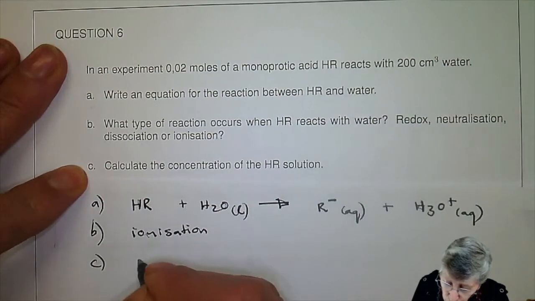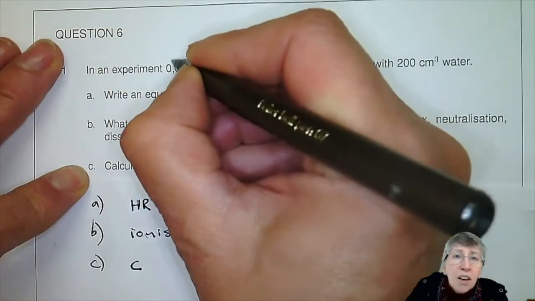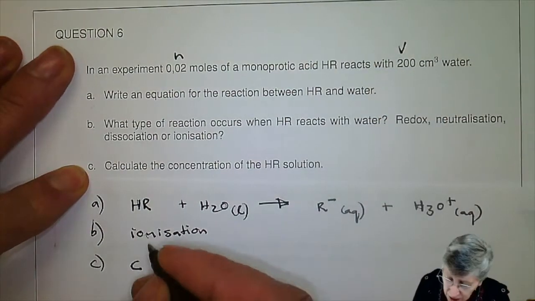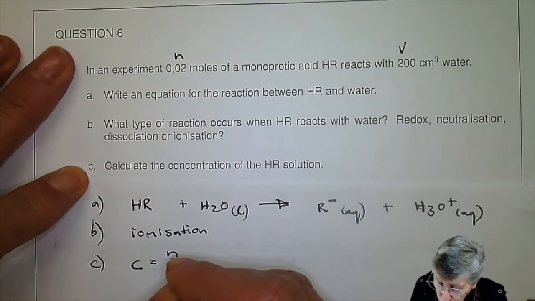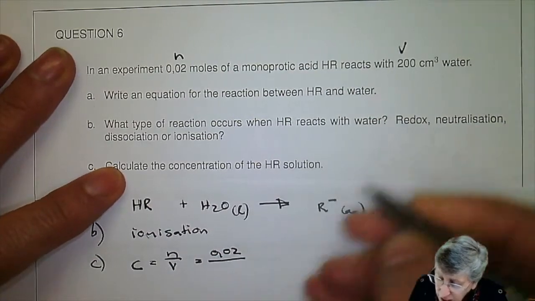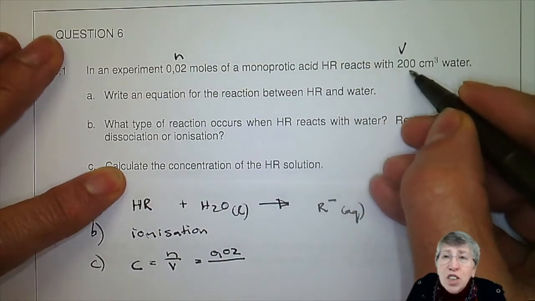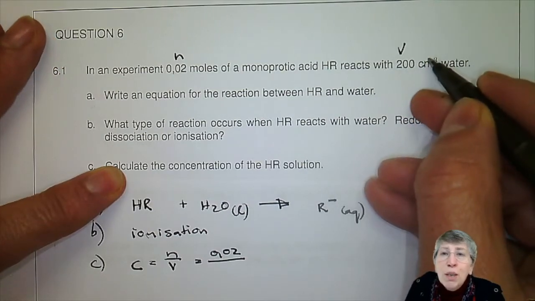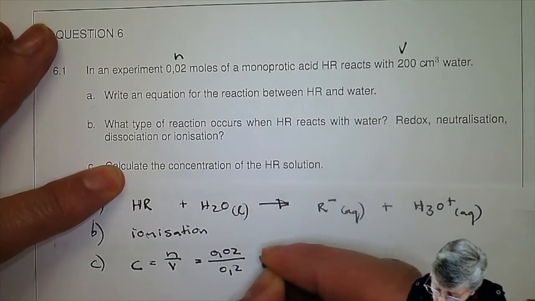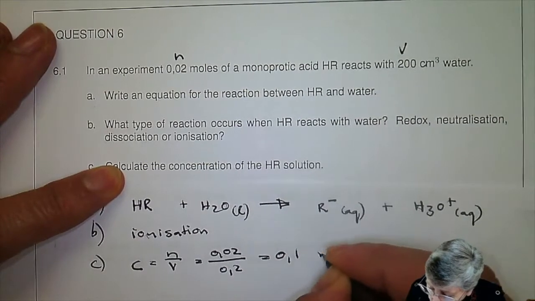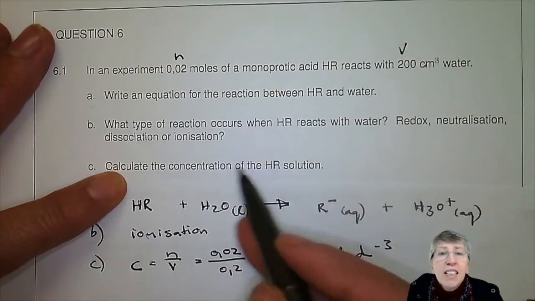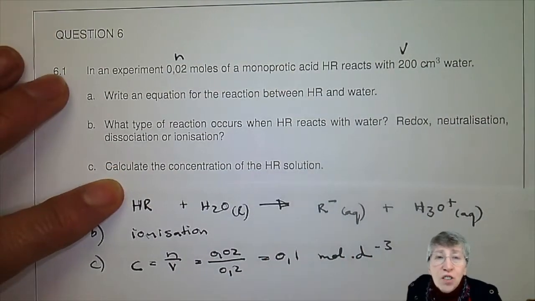So we're looking for concentration, and we already have moles, and we already have volume over there. So this is easy, moles per volume, 0.02 divided by volume. What's the catch? It must be in cubed decimeters, right? So that ends up being 0.2, and I end up with 0.1 moles per cubic decimeter. So that is my HR concentration.